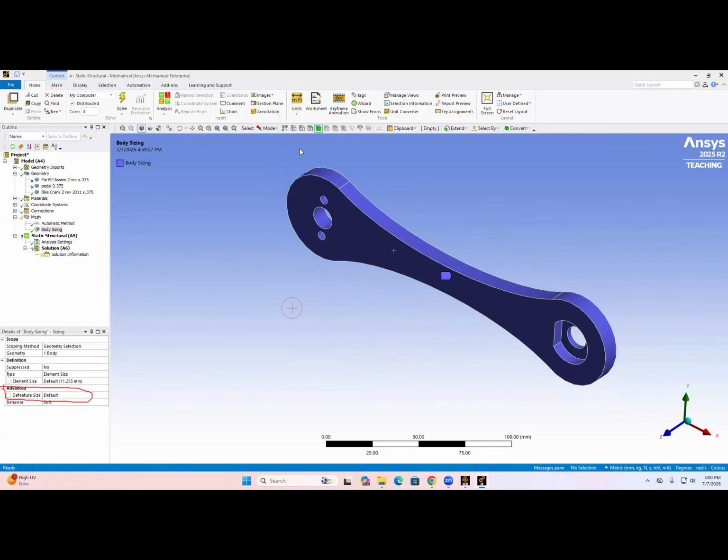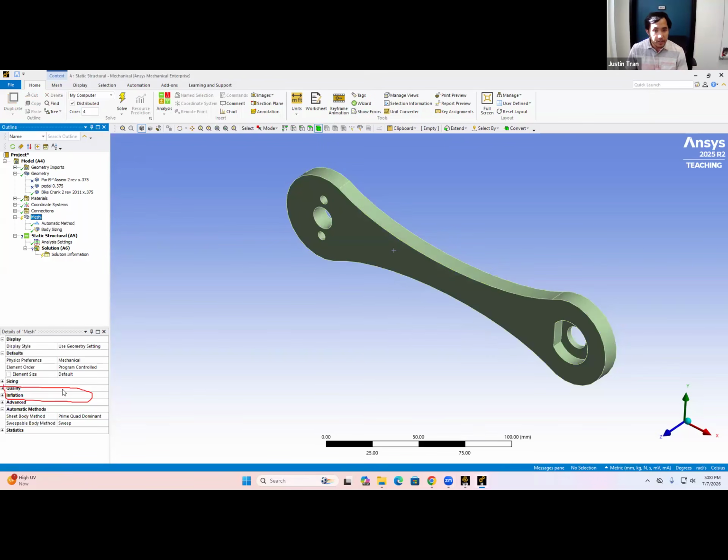Oh, good question. Jason brings up a good point here. If you left click on mesh here, there is a way for you to actually change the size of the elements from here. If you go under defaults, there is an element size option, so you can change the size of the elements here as well. You can do that for this activity just because we're applying just one size for the entire mesh.